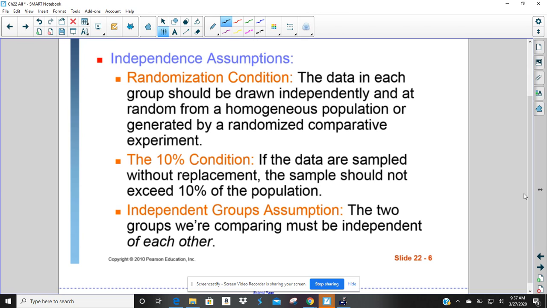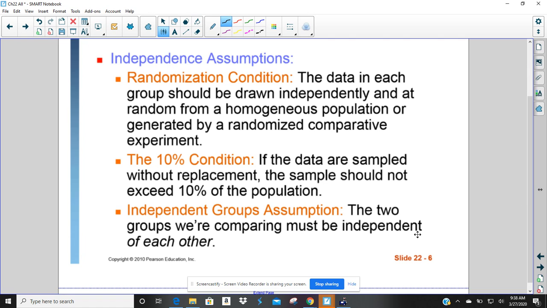The groups are independent of each other. The two groups we're comparing must be independent of each other. The one thing I want to point out is a big one that we use often in statistics: being able to do a comparison, for instance, before and after. I start an exercise routine, I weigh myself before, I weigh myself after. That is not what we're doing here. They have to be independent groups. The before and after we're going to do later on in a few weeks.